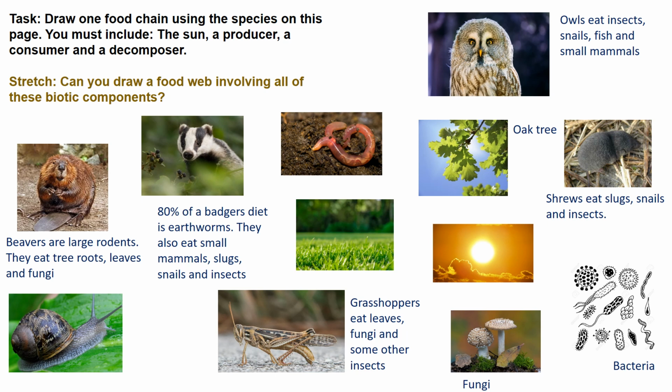There's a few different ways you can go about that. There's not just going to be one correct answer for this, but first of all, create a food chain. Once you've done that, and if you're looking for a little bit more of a stretch, can you then turn your food chain into a food web using all of the components on the screen? Pause the video here whilst you do that, and then just press play.